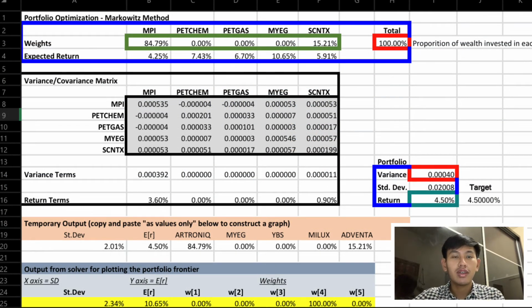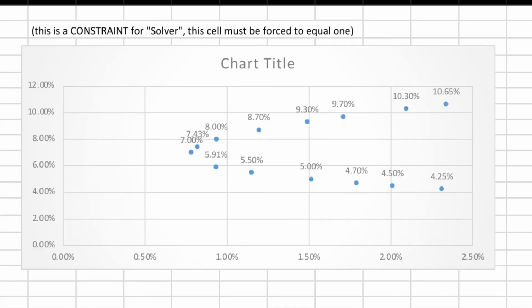Okay, so for the efficient frontier, we use the solver calculation and we use CAPM for expected return. As we can see that MPI is 4.25%, Petronas Chemical is 7.43%, Petronas Gas 6.7%, MyEG 10.65%, and last Sintex 5.91%. So based on this, we can find the efficient frontier.